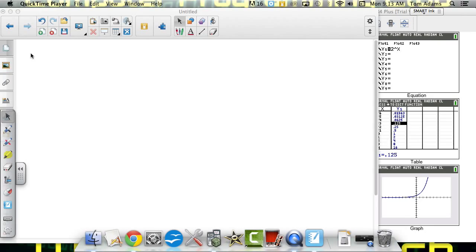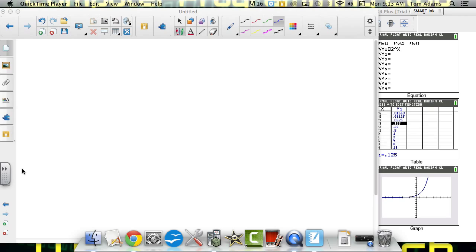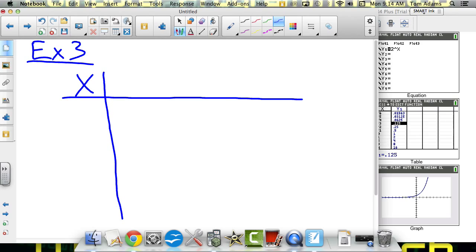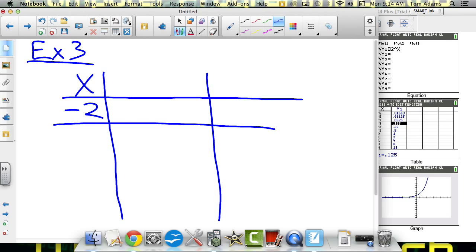All right, so now for example number 3, they give us a bunch of values, all right? So they say when x equals a number, and they give us 2 functions. So we're going to look and study what different exponential functions look like if we plot them, right?